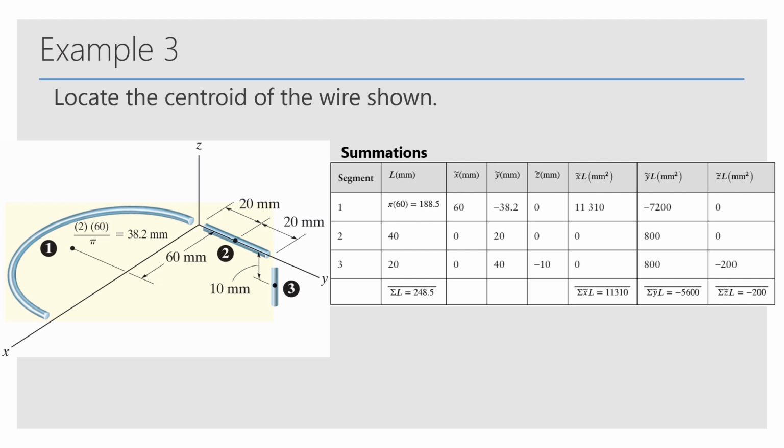So for segment 1, we have the 60, from the origin to the centroid. For the y part of 1, the distance is the 38.2. We have it as negative because that's going in the negative y direction, and then there's 0 for z because there's no change in the z direction. Then for segment 2, 0 for x, 0 for z because it's only going along the y-axis. So we have that centroid 20, and then similarly for segment 3.